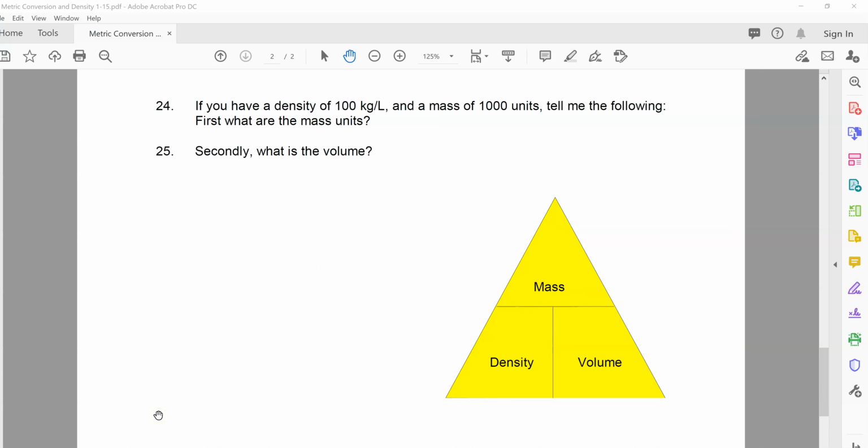And then last, we have to be able to find volume. So if I cover up volume, what I have is mass divided by density, because mass is in the top and density is in the bottom. So this is just a little silly trick to help you remember the formulas for density, whether you're figuring out density, mass, or volume.